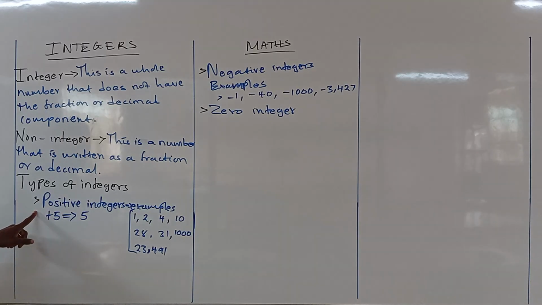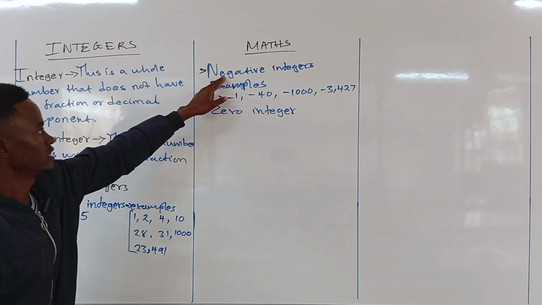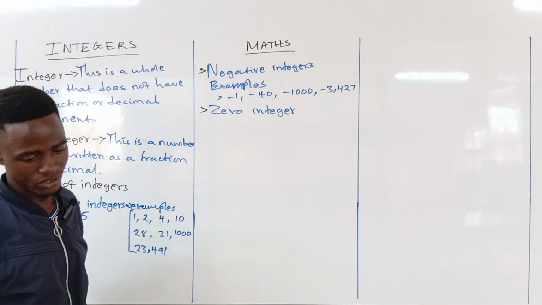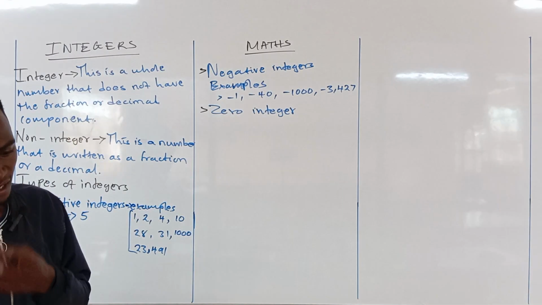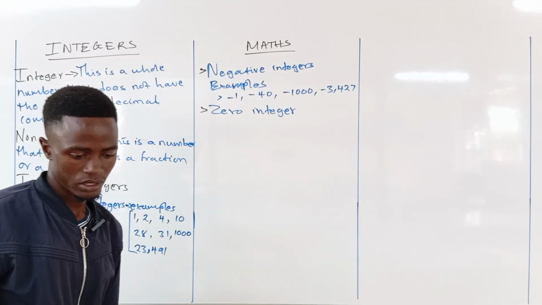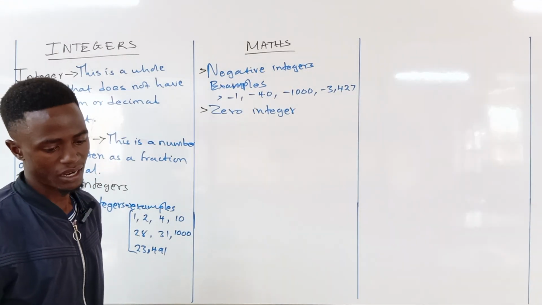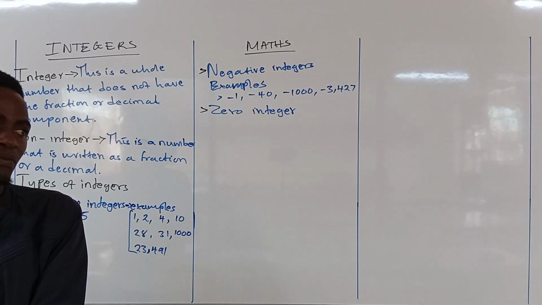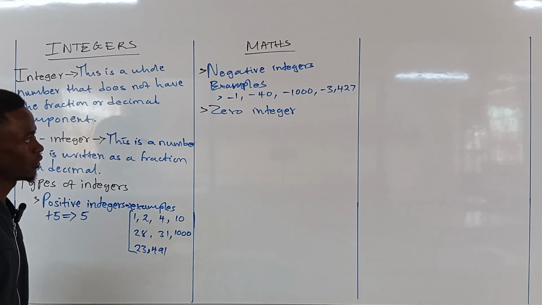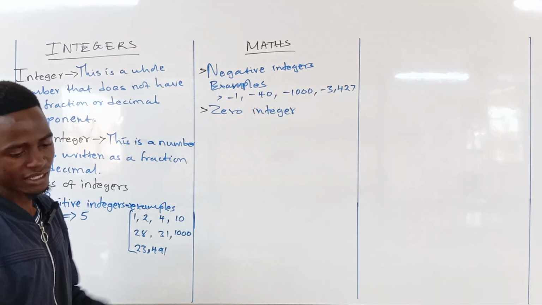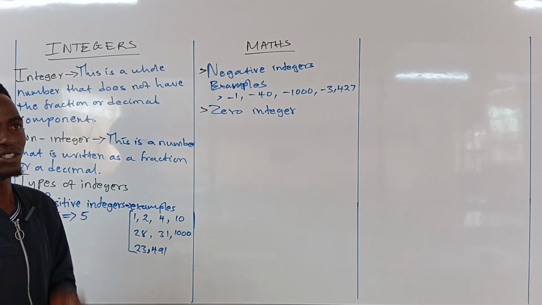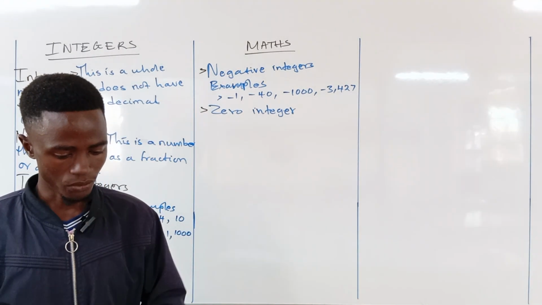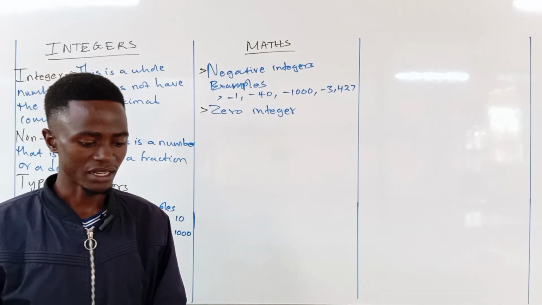We have the positive integers, we have the negative integers, and then 0 is an integer, because our 0 is neither positive nor negative. And one key thing is that our positive integers can be written without the positive sign, but the negative numbers must be written with the minus sign before those numbers.